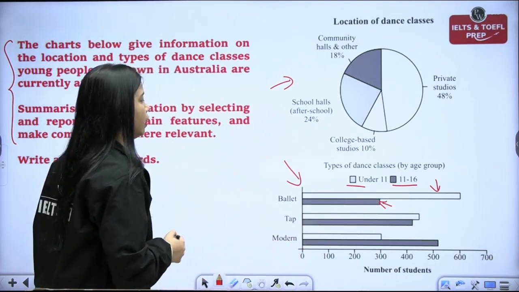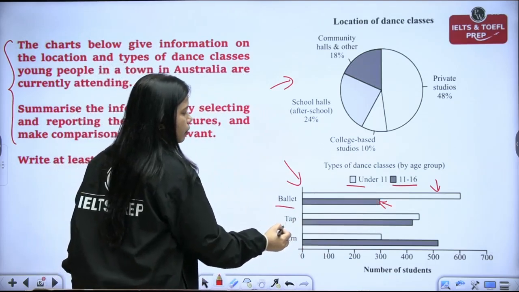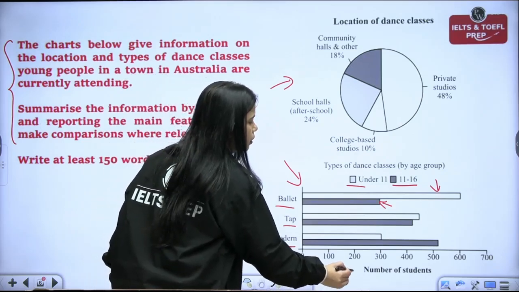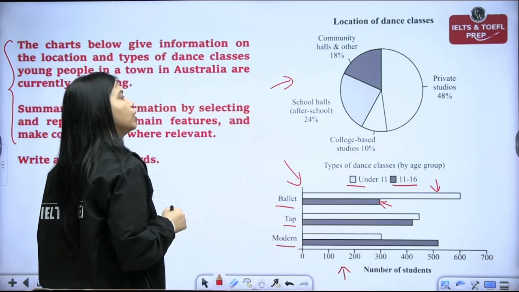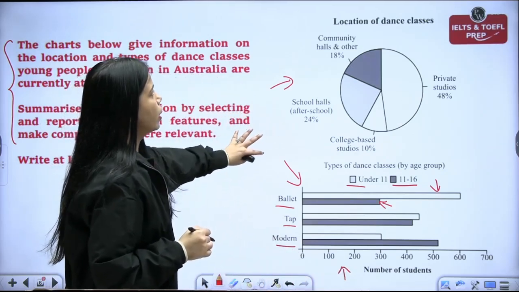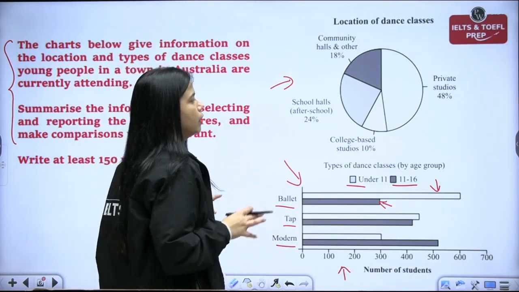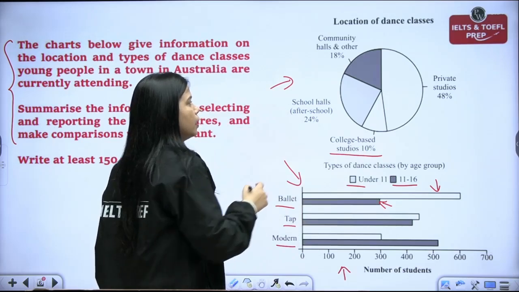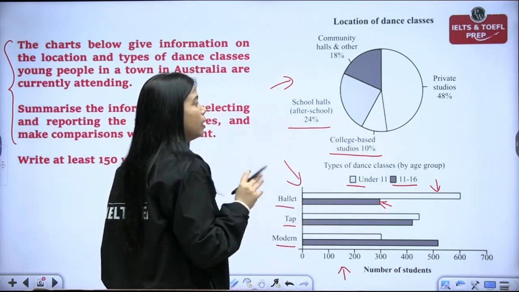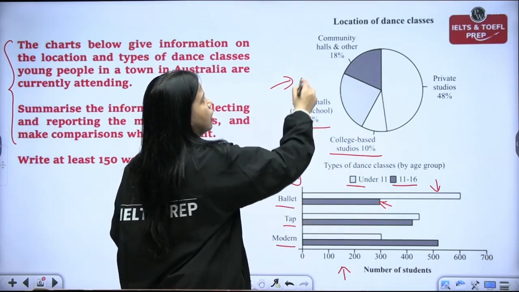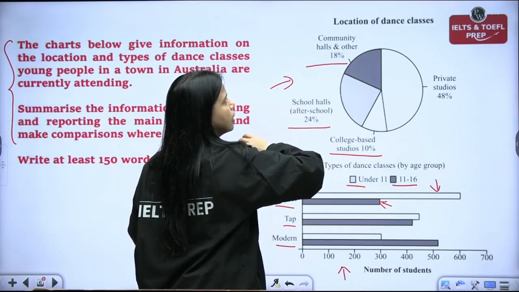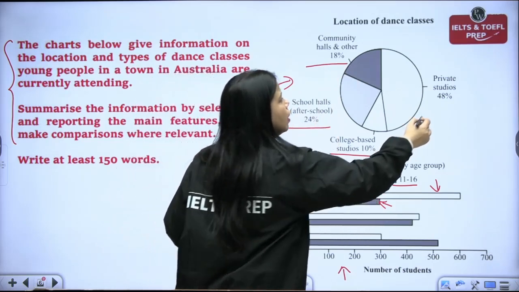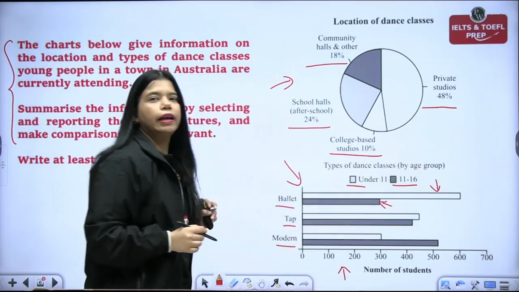We have 3 types of dance: ballet, tap dance and modern dance. And here we have the number of students. And if we look at the pie chart, they are telling us the location of the dance classes, where the classes are being conducted. For example, college-based studios 10%, then we have school halls conducting 20% of the class, 24%, and then community halls and other, they are accommodating around 18% of the crowd, and private studios 48%.